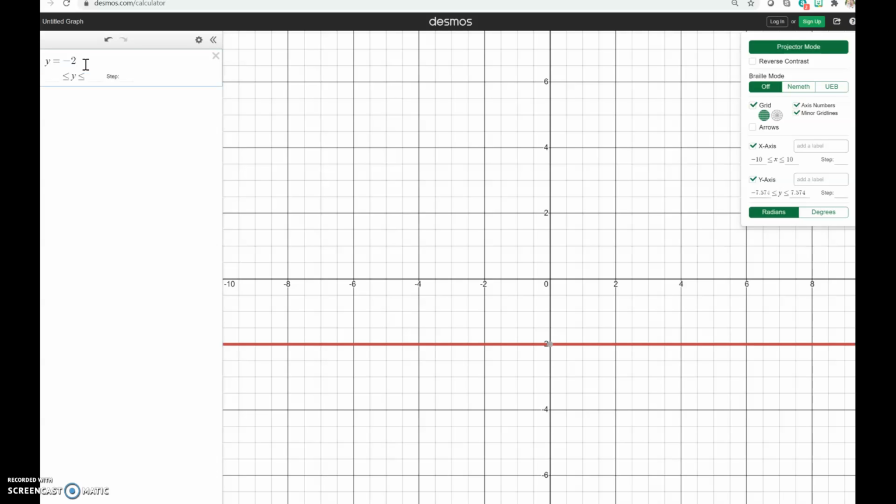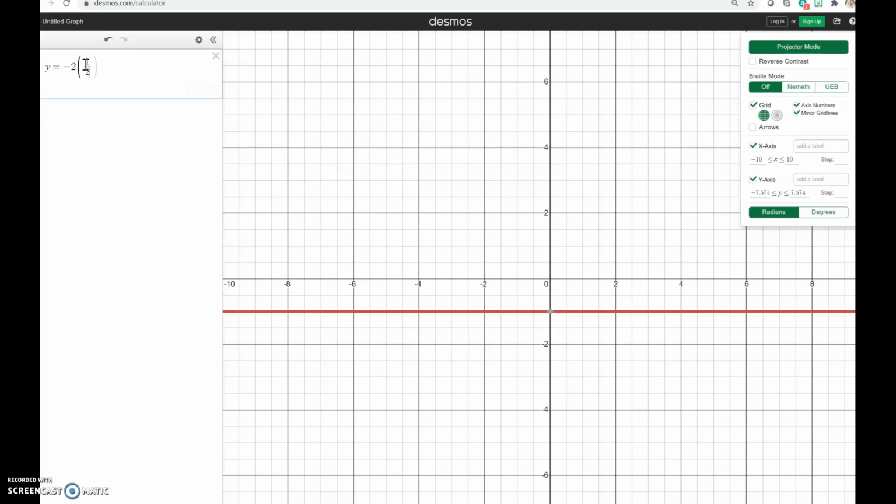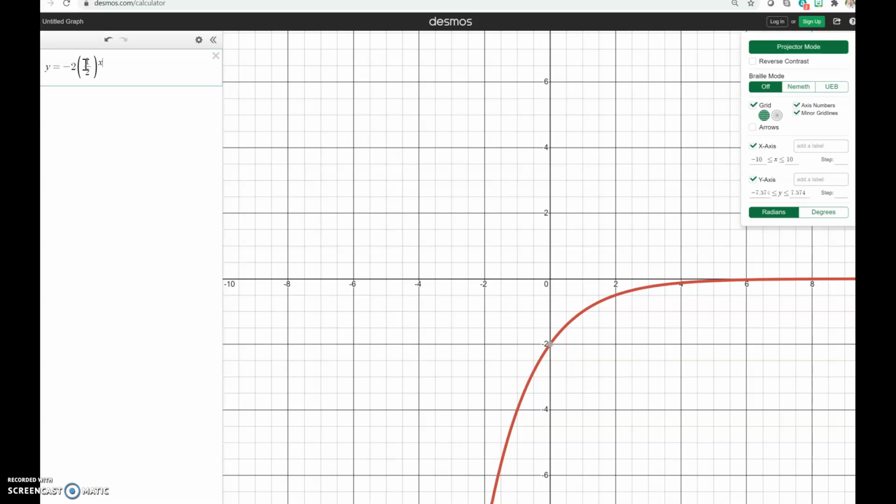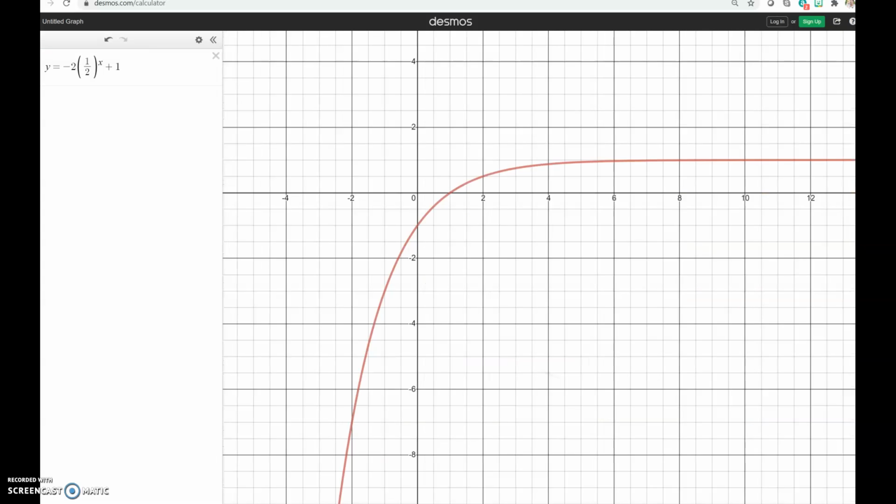-2, parentheses, 1 divided by 2, that's 1/2. You don't need to close the parentheses, it actually already gives the parentheses to you. And then I'm going to raise it, that would be Shift 6, the little caret above your 6. Raise it to the x, get out of the exponent, and then type in +1. And as you type, it puts that graph on the screen for you.